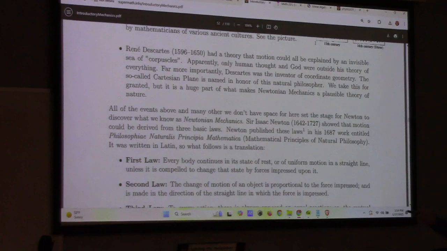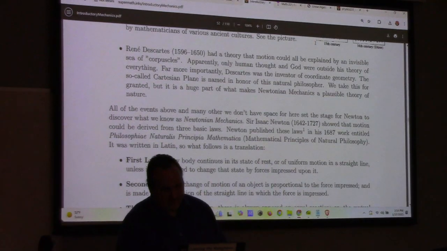But in his masterwork, Philosophia Naturalis Principia Mathematica, which means mathematical principles of natural philosophy, written in Latin, he gave these 3 laws. First law: every body continues in its state of rest or uniform motion in a straight line unless it is compelled to change that state by forces impressed upon it. All right. Second law: the change of motion of an object is proportional to the force impressed and is made in the direction of the straight line in which the force is impressed.